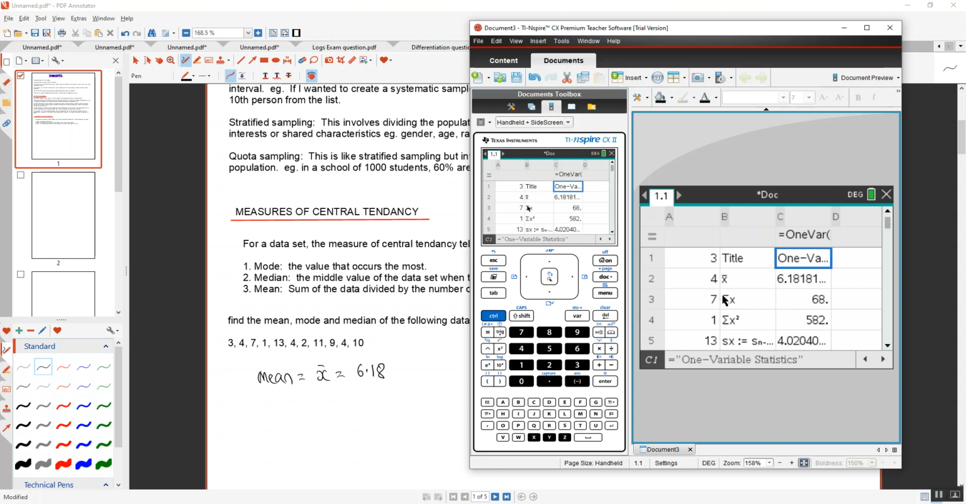So what does this mean? It's the sum of the x. So this means that we're adding up all the data, okay? And we get 68. This one means what? You add up the squares. Yeah, so we're squaring each of these and adding them up. Now we've also got other information here, which we will talk about shortly.